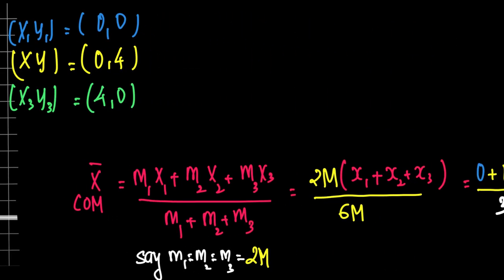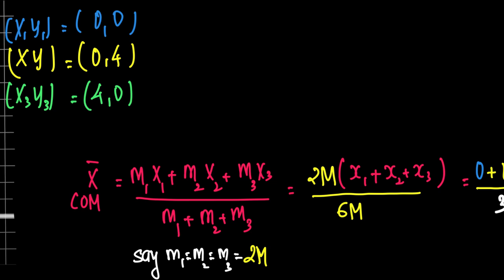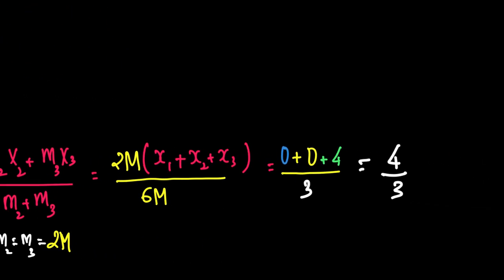So now we have got the coordinates x1, y1, x2, y2, and x3, y3. In which case, what is x bar of center of mass? It is m1 x1 plus m2 x2 plus m3 x3 the whole by m1 plus m2 plus m3. Now given the question that these three masses are same, which is equal to 2m, so I can take 2m common from the numerator, which means the numerator transforms to 2m into x1 plus x2 plus x3. The denominator becomes 2m plus 2m plus 2m, which is equal to 6m. x1 is equal to 0, x2 is equal to 0, and x3 is equal to 4, which means x bar becomes 0 plus 0 plus 4 by 3, right, we have 4 by 3.